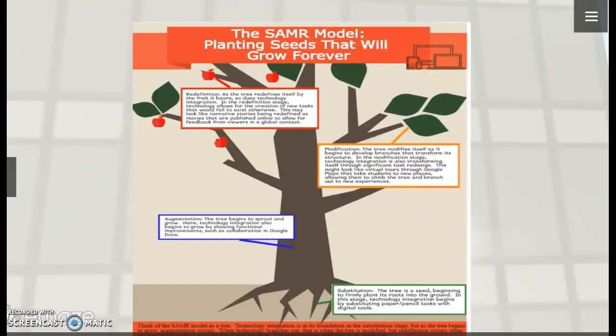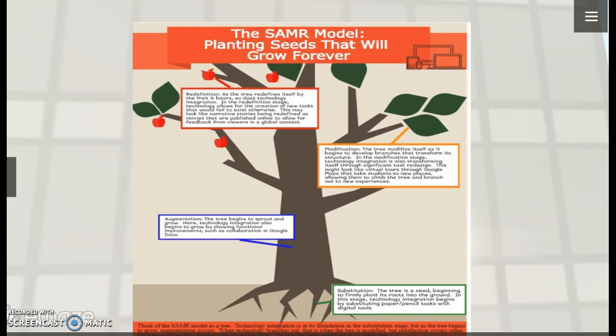Finally, just to present a visual graphic in relationship to the SAMR model, what we're really doing is planting seeds that are going to grow forever. So if you consider the SAMR model as a tree, we can look at substitution as the foundation of that tree, where the seed is firmly planted into the ground and roots begin to form, just as they would with the substitution method of this technology integration.